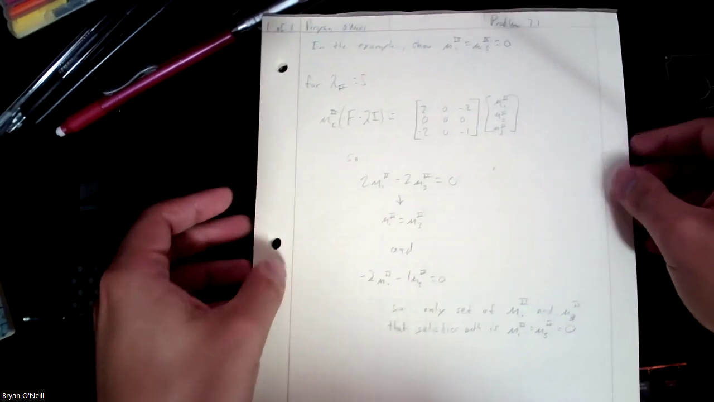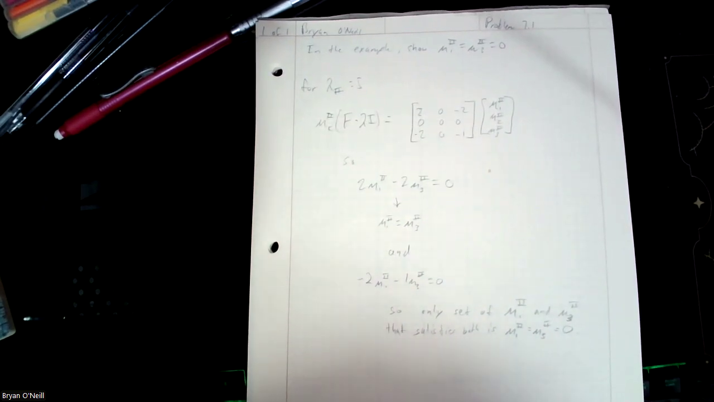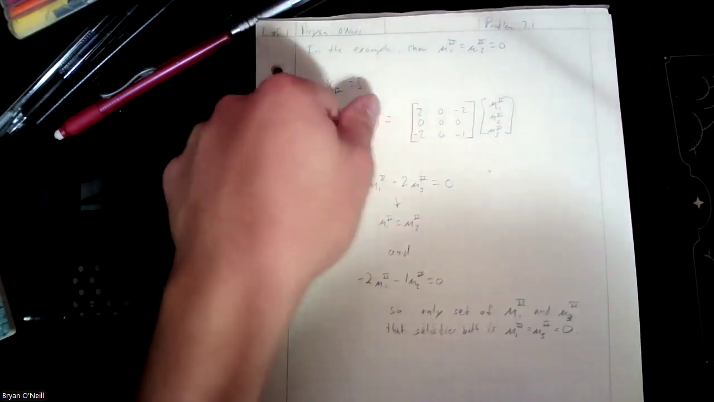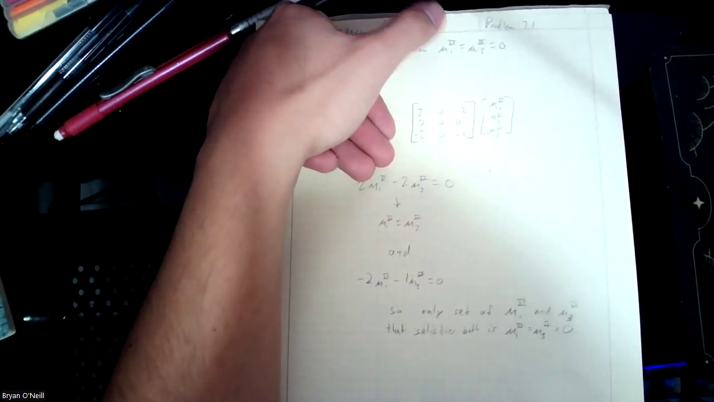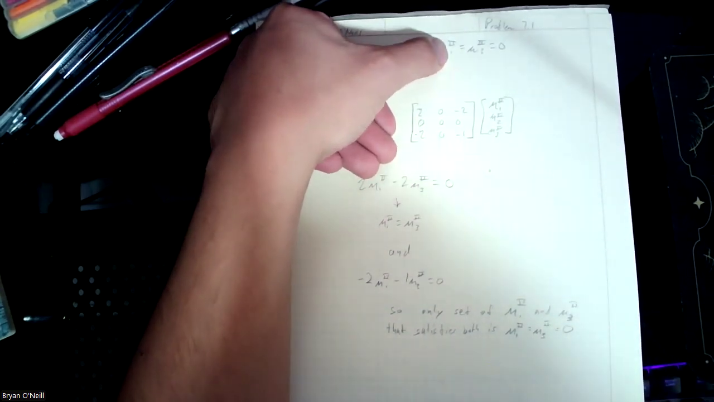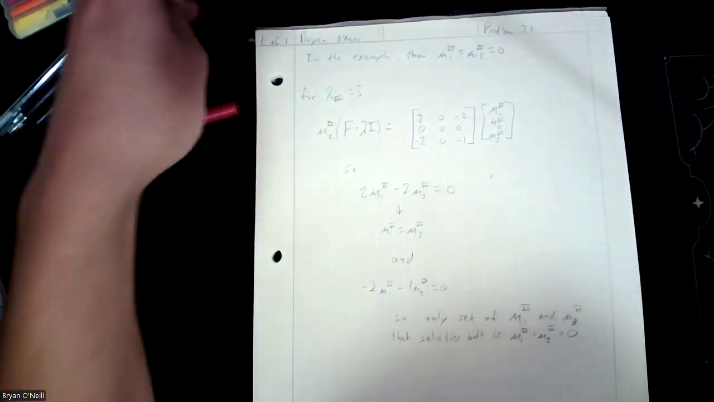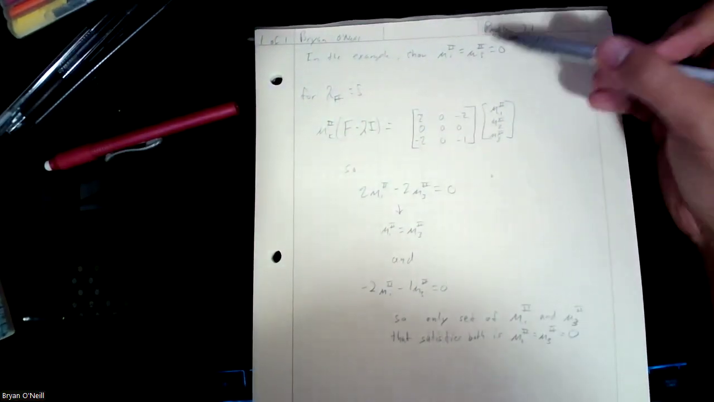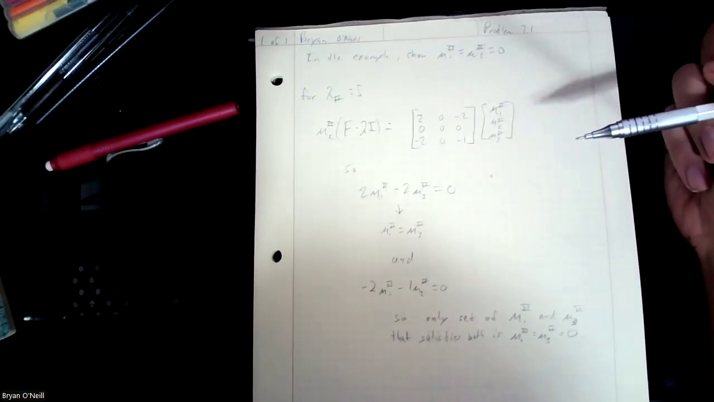So this is Brian O'Neill, and I'm going to show you how to solve 7.1. It says, from the above example, show that mu superscript 2 sub 1 is equal to mu superscript 2 sub 3 is equal to 0. I'm not quite sure how to name this one.